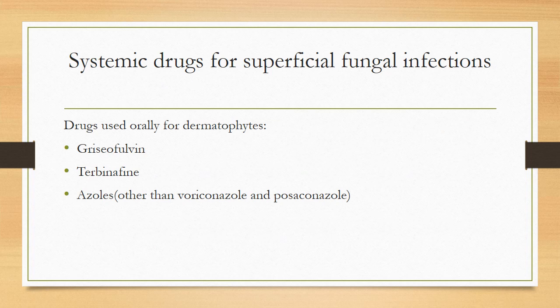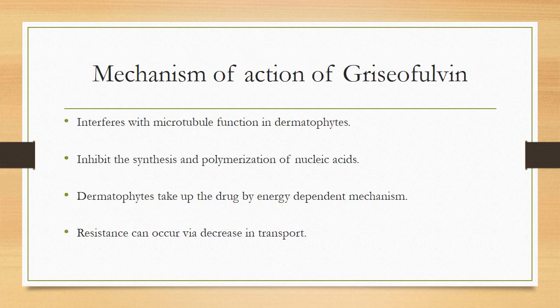Systemic drugs for superficial fungal infection. Drugs used orally for dermatophytes are griseofulvin, terbinafine, and azoles other than voriconazole and posaconazole. Mechanism of action of griseofulvin. It interferes with microtubule function in dermatophytes and inhibits the synthesis and polymerization of nucleic acids. Dermatophytes take up the drug by an energy-dependent mechanism. Resistance can occur via decrease in the transport.